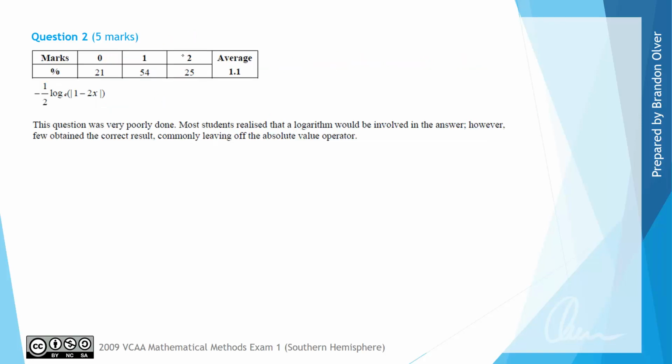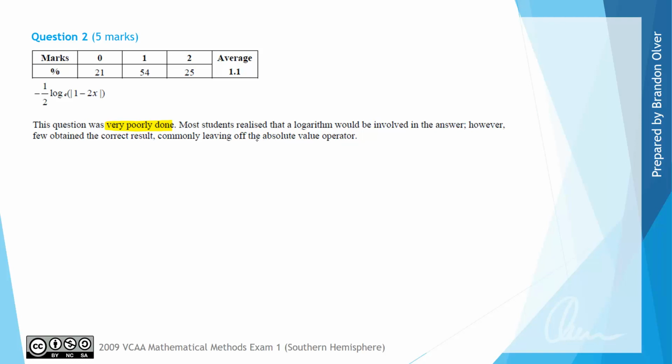Only 1/4 of students managed to get the full marks for this question, leading the examiner to say that this was very poorly done as a question. Most students realised that a logarithm would be involved in the answer, however few obtained the correct results. And for the study design that this was written on, students were commonly leaving off the absolute value operator.